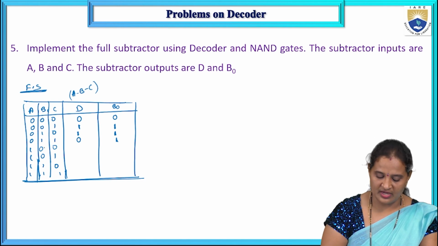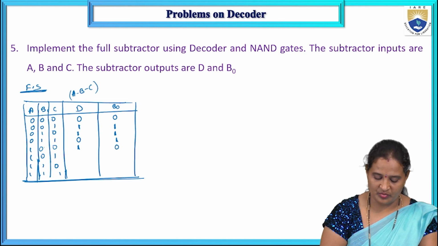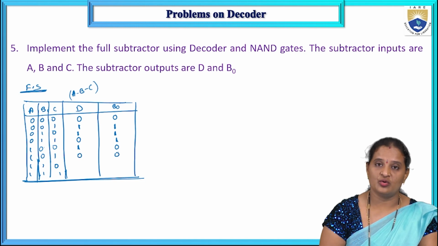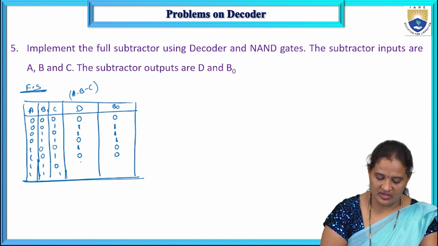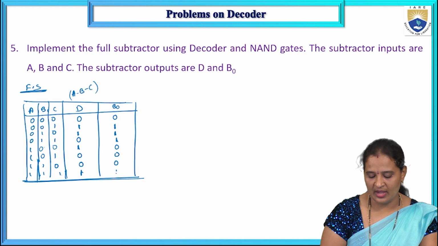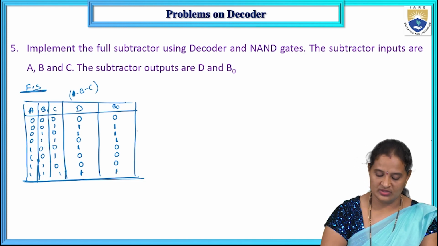Now coming to the 1 minus 0, difference is 1, and 0 minus 0, 0. So no borrow. So that is why borrow output is 0. 1 minus 0, 1, and 1 minus 1, 0. No borrow, no difference. And 1 minus 1, 0, 0, 0 minus 0, 0. No borrow, and the difference is also 0. 1 minus 1, 0, 0 minus 1, borrow, and difference is also 1. So this is the output.